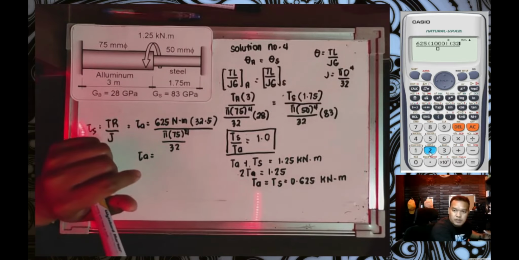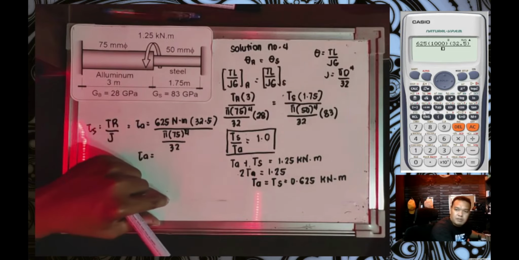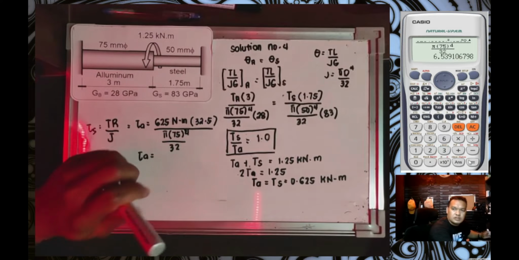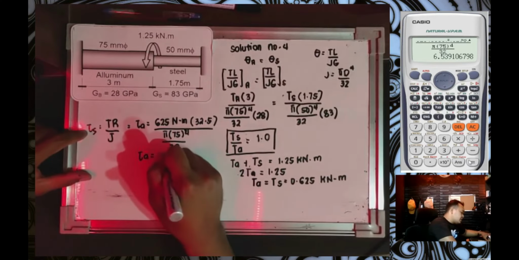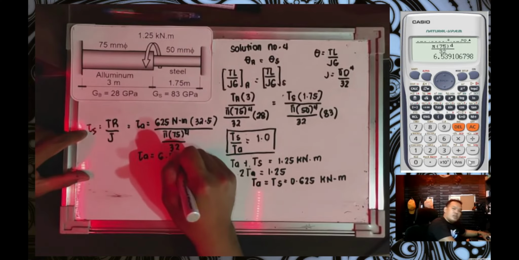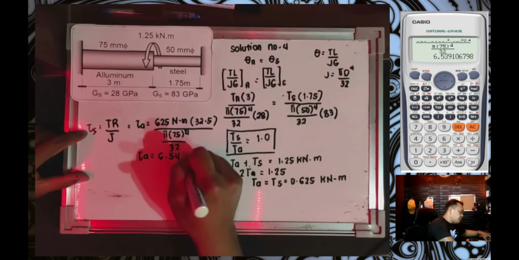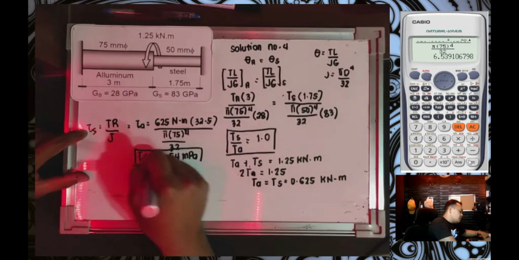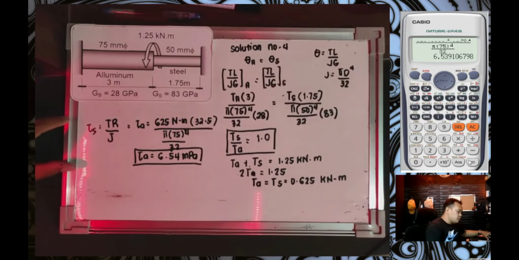Times 32.5 divided by pi times 75 raised to the fourth divided by 32 equals. So we have here the torsional stress at aluminum is 6.54 MPa. So this will be the answer for number 2 question. And for number 3 question, same lang din po siya.